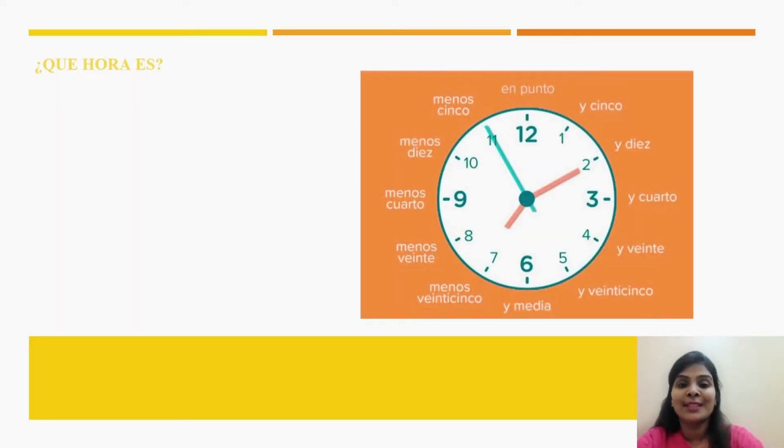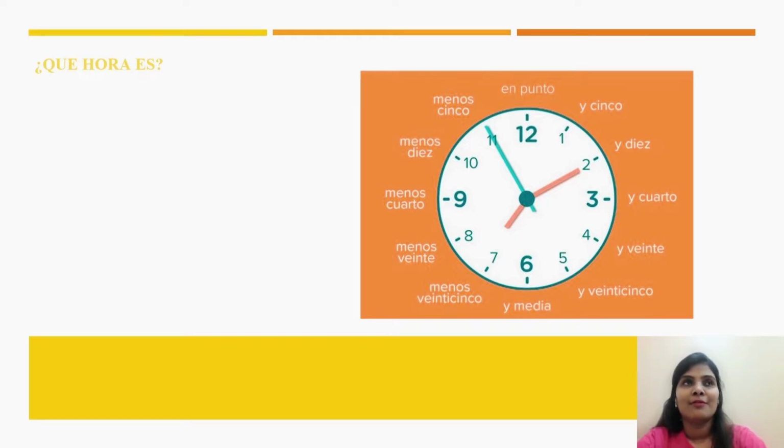So, the question in time says, what is the time? And here we will say, ¿Qué hora es? What is the time? Now, to better understand the clock, it is very important to have a look at this picture. And then to understand what would be the answer. The answer would be son las and then your number of hours. So say suppose it is 2 o'clock. So we will say son las dos.